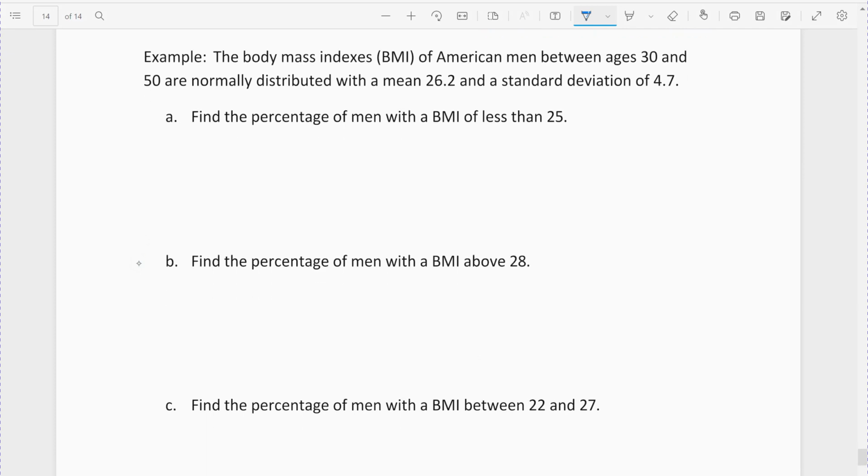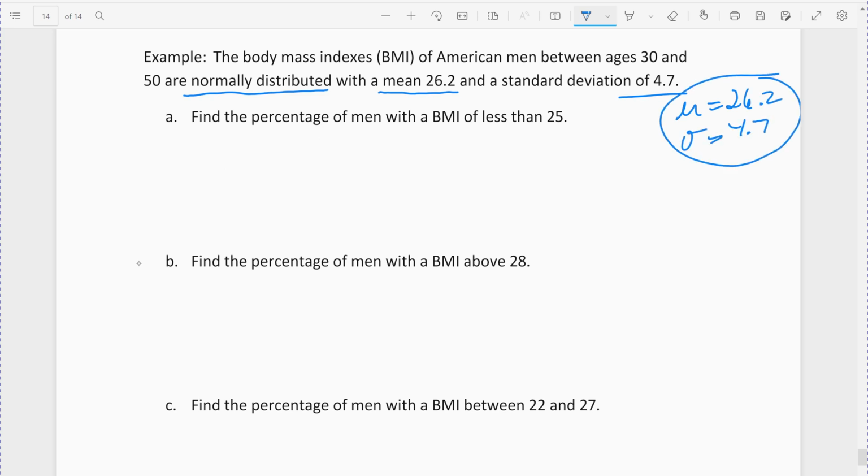Alright, suppose the body mass index, the BMI, of American men between ages 30 and 50 are normal. And they have a mean, so the body mass index has a mean of 26.2 and a deviation of 4.7. Alright, so that means my mean is 26.2 and my standard deviation is 4.7, which I need for my conversions. Right? Find the percentage of men with a body mass index of less than 25.